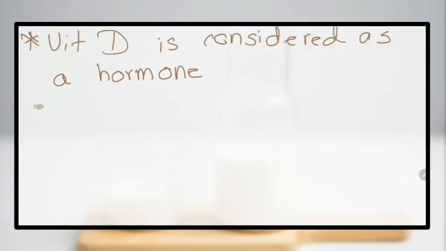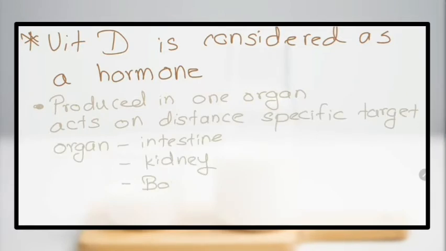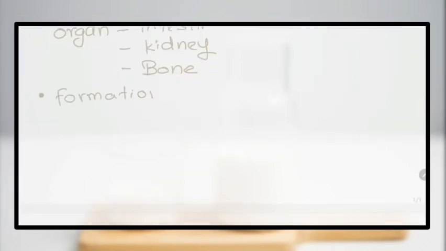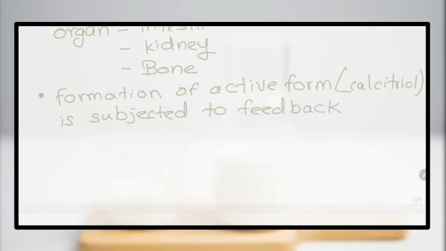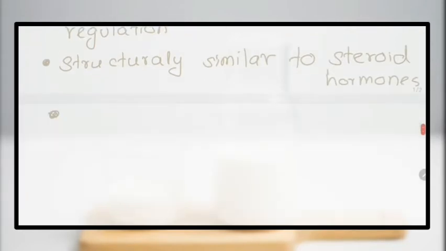Why is vitamin D considered as a hormone? It is produced in one organ and acts at a distance on specific target organs like intestine, kidney and bone. The formation of its active form is subjected to feedback regulation. Also, it is structurally similar to the steroid hormones.